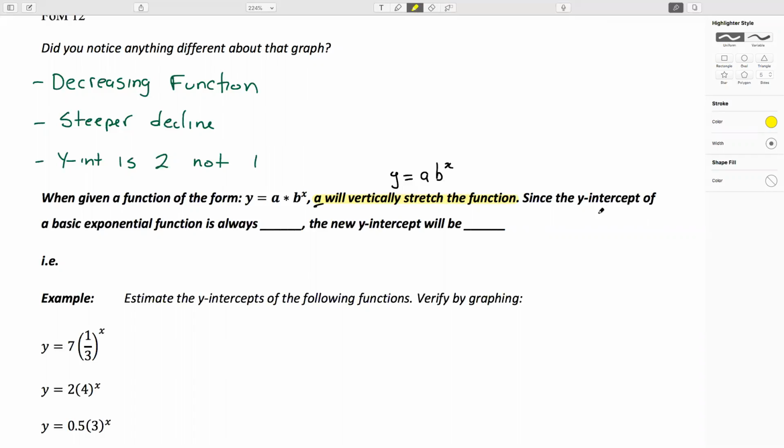Since the y-intercept of a basic exponential function is always 1, the new intercept will be a, because it's 1 times a. For example, y equals 2 times 2 to the x will have a y-intercept of 2.